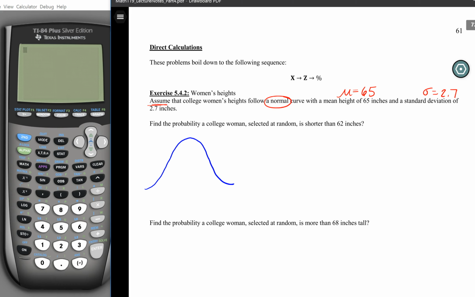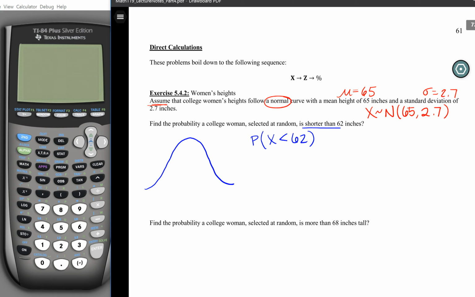Our question is asking us to find the probability that a college woman selected at random is shorter than 62 inches. If we wanted to use the notation for this, we know that college women's heights are normally distributed with our mean of 65 and our standard deviation of 2.7. That's the squiggle line notation from two pages ago: X follows a normal with the mean and standard deviation. So if we want to use probability notation here, our x, which is our random normal variable, or woman's height, is less than 62 inches, right? Shorter than 62 inches.